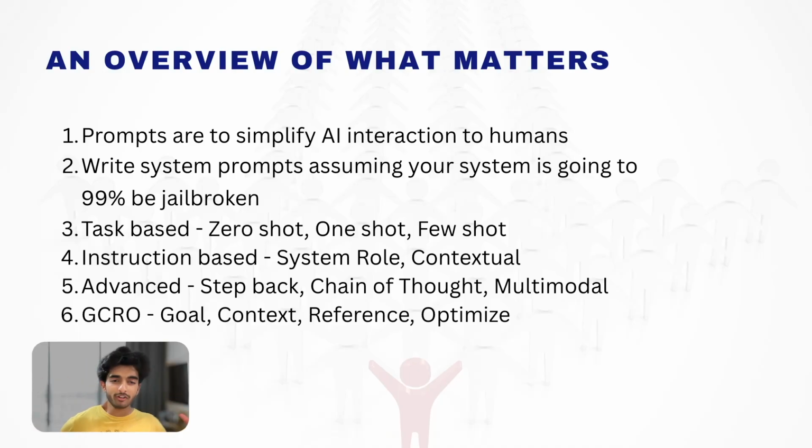So, a quick overview of everything that we learned. Prompts simplify AI interaction for humans. When writing system prompts, assume the system is going to break and be 99% jailbroken; always ensure that things are going to break, hence you always build the most perfect tool. Task-based system instructions are zero-shot learning, one-shot learning, and few-shot learning. You can have instruction-based systems like system roles and contextual roles, or advanced prompting techniques like step-back prompting, chain of thought, and multimodal prompting. And last but important, the GCRO is very important, where you set the goal, context, reference, and optimize for your entire system.